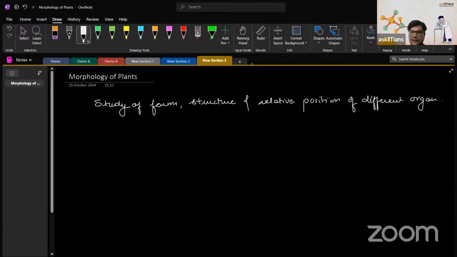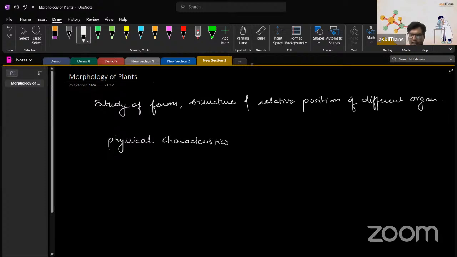In morphology, we're going to discuss the forms. Basically, there are a number of different types of forms. Structures, what kind of structures are there? The relative positions of the different organs. Morphology is seen in basically all organisms. Just like animals, we have a head, two arms, two legs, and some features like that. So when we are talking morphology, we are talking about the physical characteristics, right? So physical characteristics.